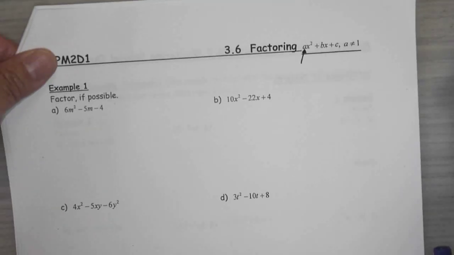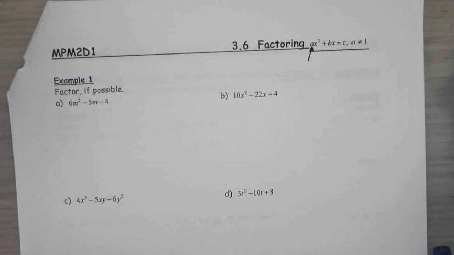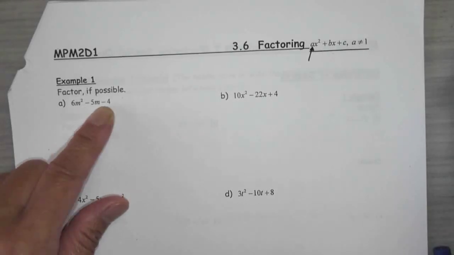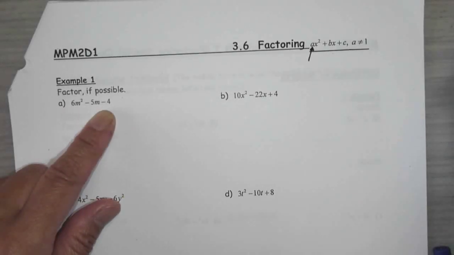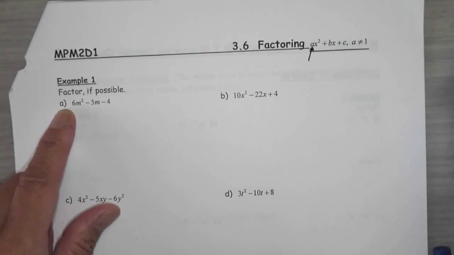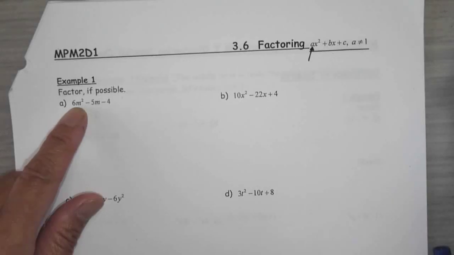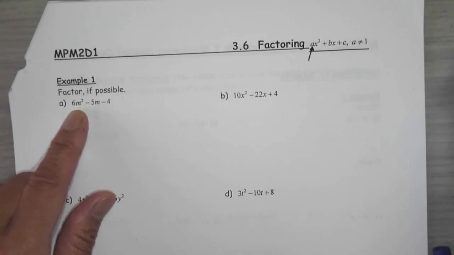If you look here, we sometimes have not a 1 in front, but a common factor. So if you look here, you go 6, 5, and 4. Is there a common factor that I can take out of all of those? There's no common factor. 6, 5, and 4 don't have a common factor. So that 6 is stuck in front of the m squared. There's nothing I can do about that, so I have to factor this.